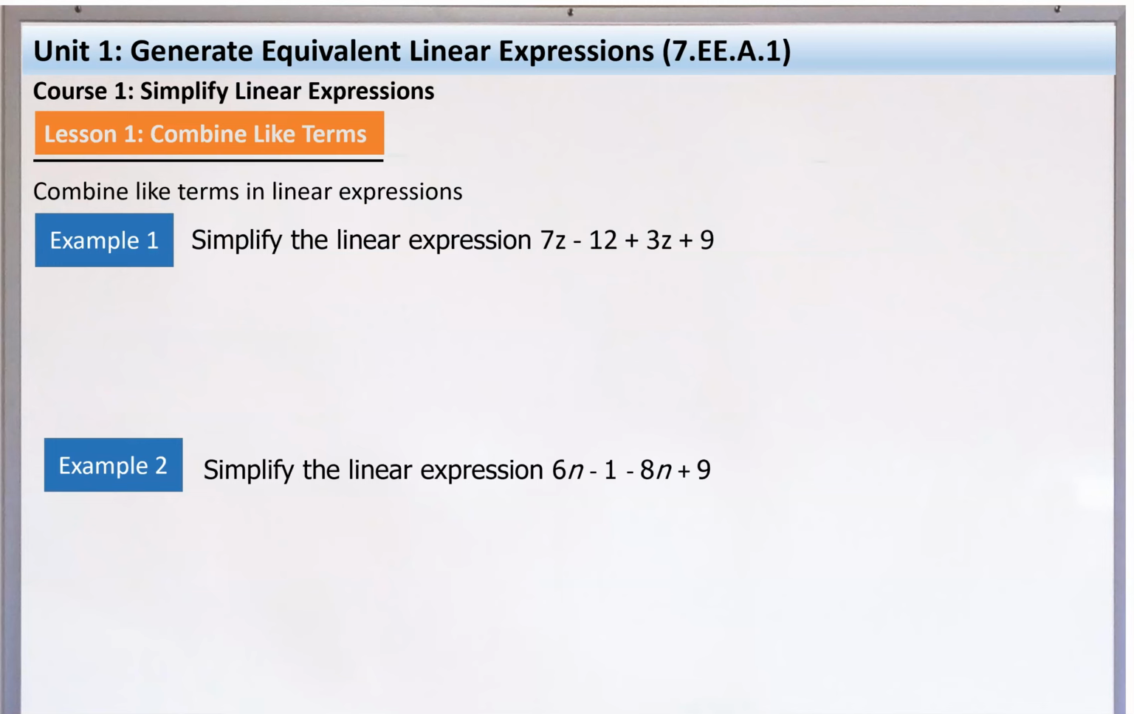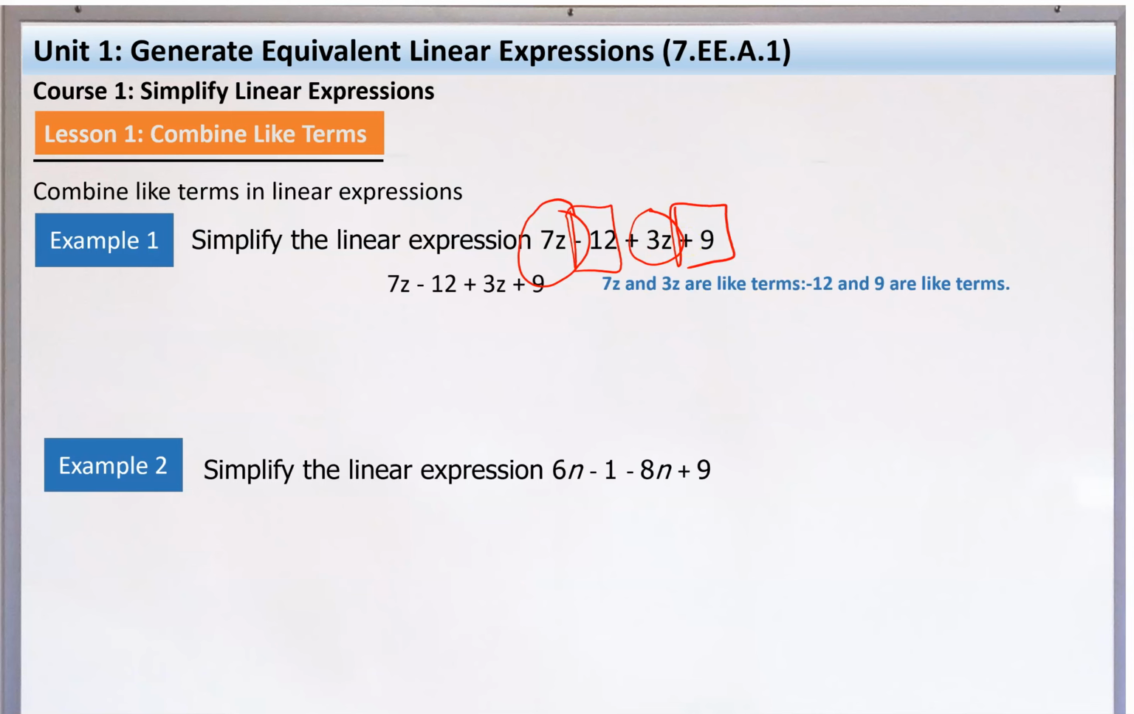7z, some number 7 times some number z, minus 12 plus 3 times some number z plus 9. What are my like terms? 7z and 3z, negative 12 plus 9. Those are my like terms, 7z and 3z, negative 12 and plus 9. Now, I know it's read 7z minus 12, but you have to think of that 12 as a negative 12.